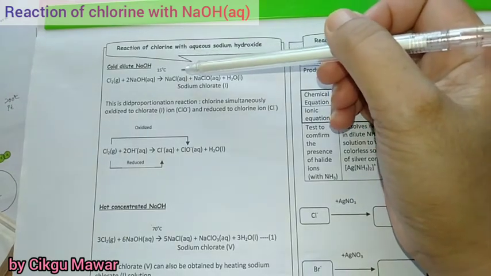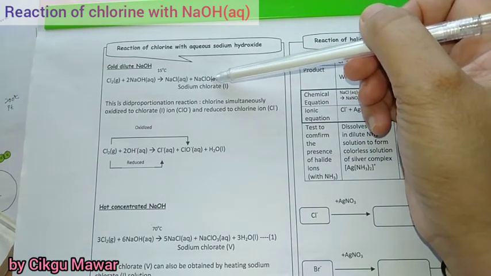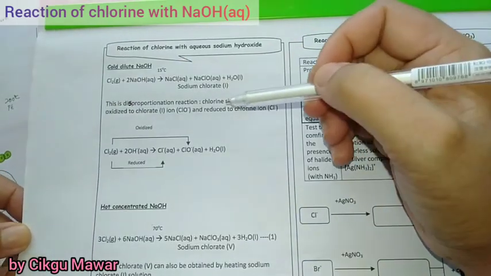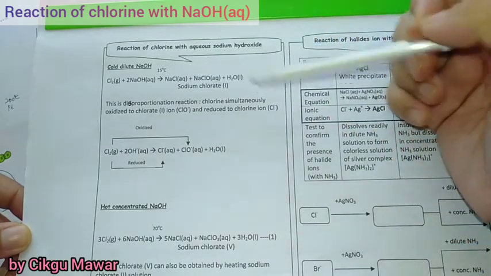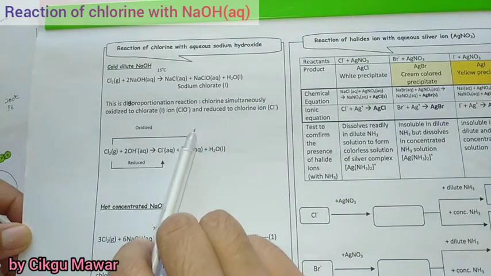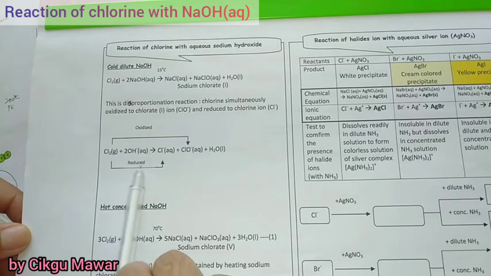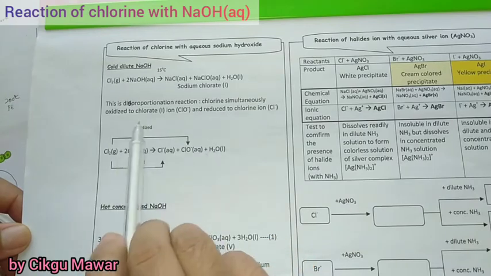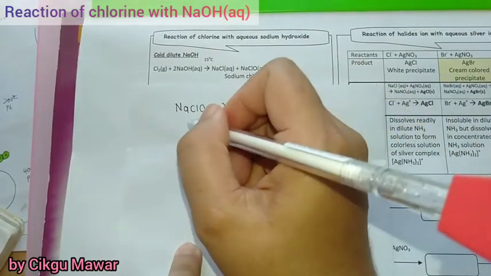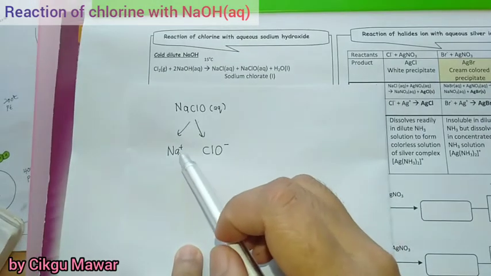The other products of the reaction are sodium chloride and NaClO, which is sodium chlorate(I). This is a disproportionation reaction, in which chlorine simultaneously oxidizes to chlorate(I). Refer to the equation below. Chlorine oxidizes to chlorate(I) ion, and at the same time this chlorine also reduces to form chloride ion. So we call this a disproportionation reaction. For aqueous sodium chloride, when it ionizes in water, we get sodium ion and chloride ion, positive 1 and negative 1.